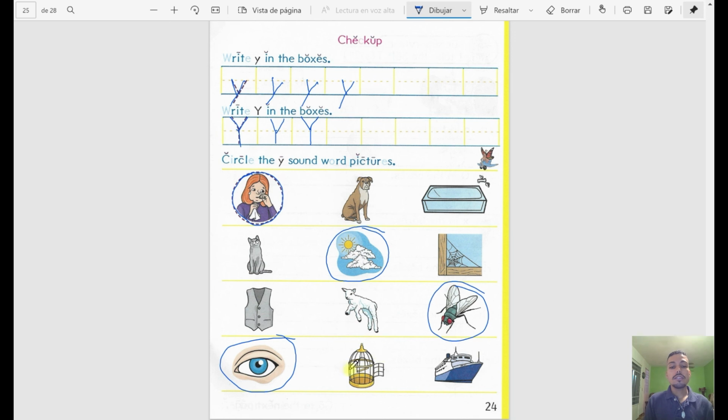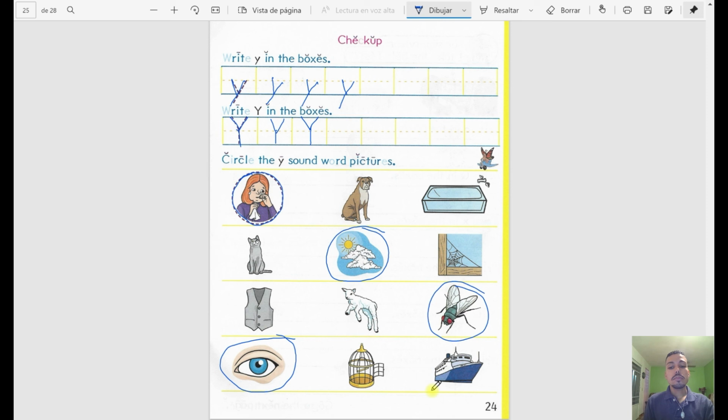The next one here, this is a cage. Cage has the sound I. Cage. No, very good. It doesn't have it, so we have to leave it in blank, okay? We don't circle it.